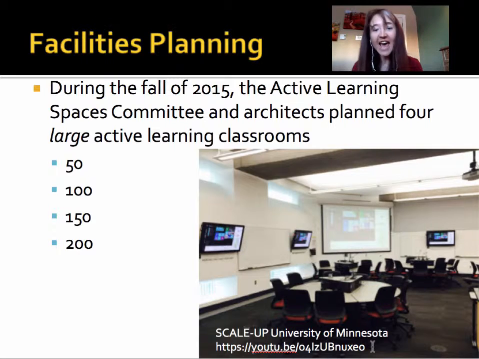So, throughout the fall of 2015 and even part of the summer of 2015, I chaired the Active Learning Spaces Committee, and with help from so many inspired educators, we planned four large active learning classrooms for the new proposed building. These classrooms would hold 50, 100, 150, and 200 students. We were influenced by some incredible site visits that we took to Phoenix and to the University of Minnesota, pictured in the lower right here.